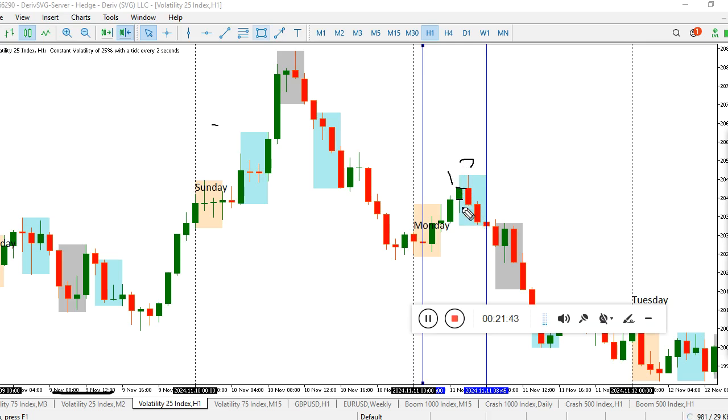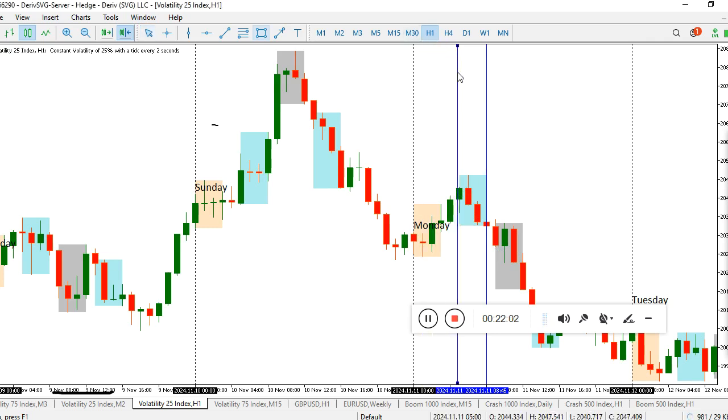So this is my CRT with London. Remember that I'm using the 1 hour time frame, so I can go down to my 5-minute time frame, and from the 5-minute time frame you can see the manipulation clearly and you can place your entry. Right, so let's go to the 5-minute time frame.